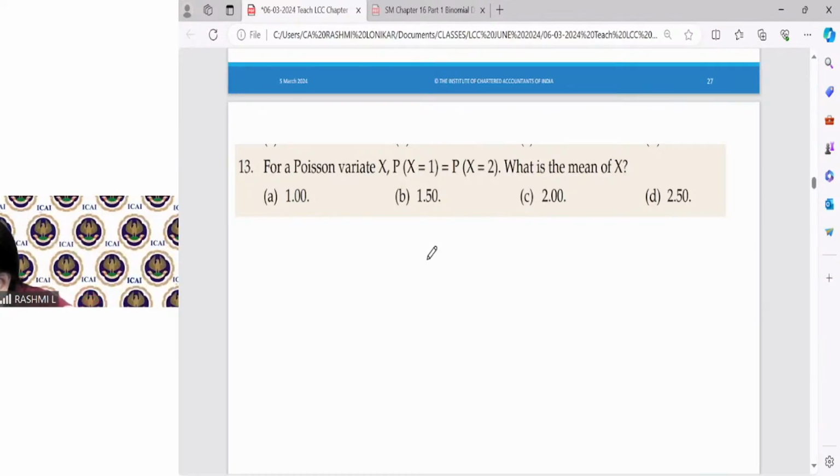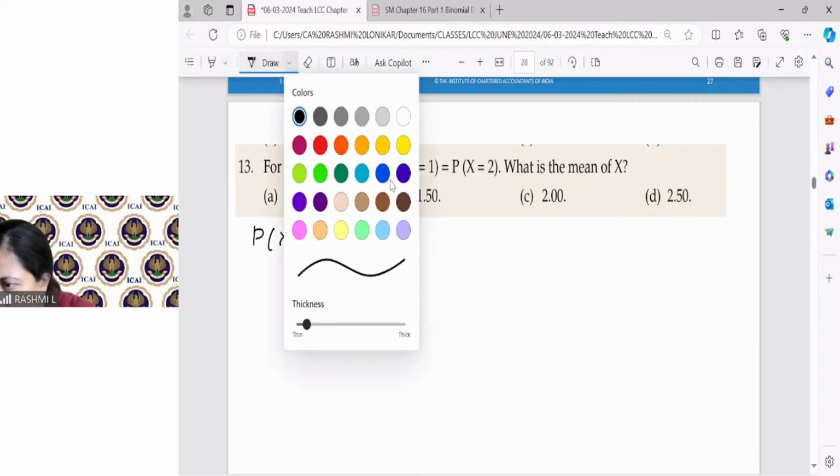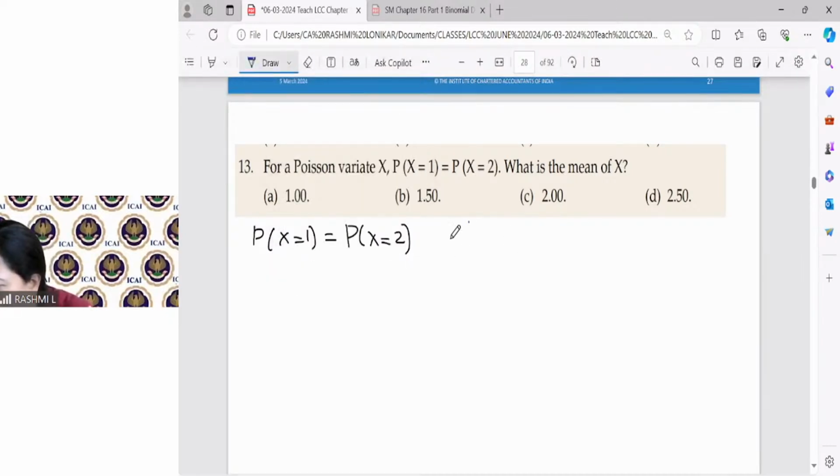For a Poisson variate x, P of x is equal to 1 equals P of x is equal to 2, what is the mean of x? Okay, so they have given us P of x is equal to 1 is equal to P of x is equal to 2. Okay. They want us to find m. And they've already given it's a Poisson. Okay. So they want us to find m.